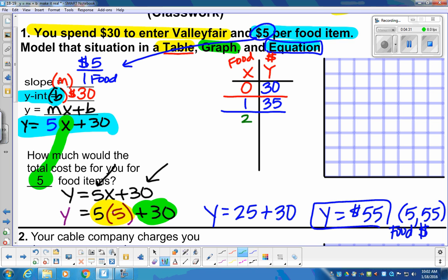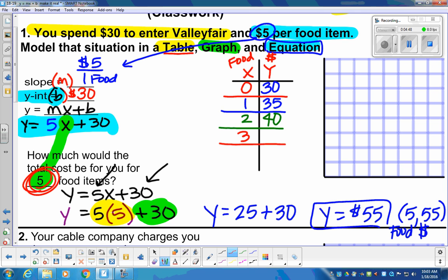What if I want to buy 2 food items? So 2 food items, they're $5 a piece, that's $10 for food, $30 to get in, I would need $40. And you might start to recognize a pattern here. We're going to go ahead and work that table to 5, because that's really what we were asked to solve.